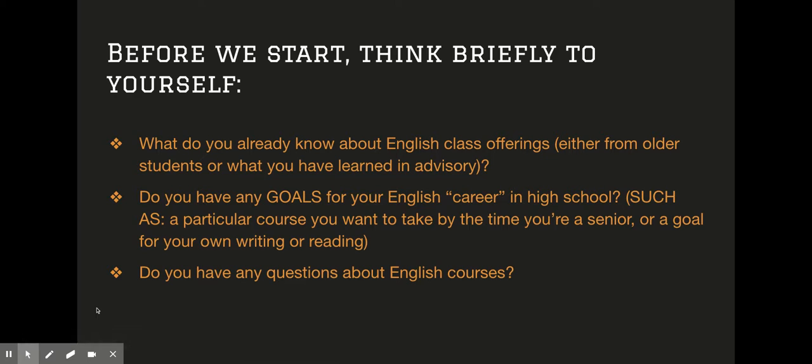Before we start, we want all students to briefly think to themselves, what do you already know about English class offerings, either from other videos, older students, or friends? We also want people to think about any goals they have for their English career in high school, such as, is there a particular course you want to take by the time you're a senior, such as Cat's Eye? Or maybe there's a goal you have for your own reading and writing. And I want you to think about any questions you have about English courses that maybe we don't answer in this video, so then you can ask your teacher.